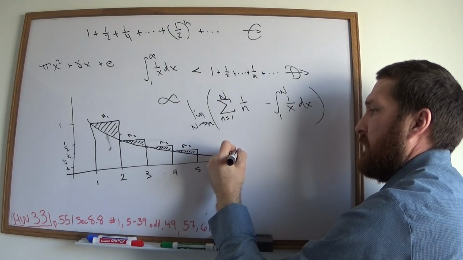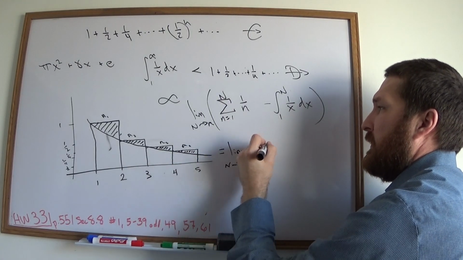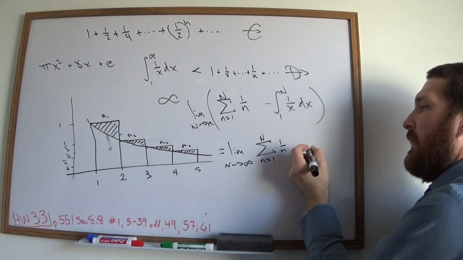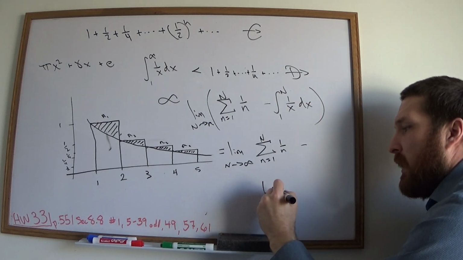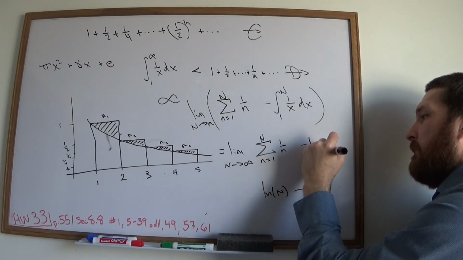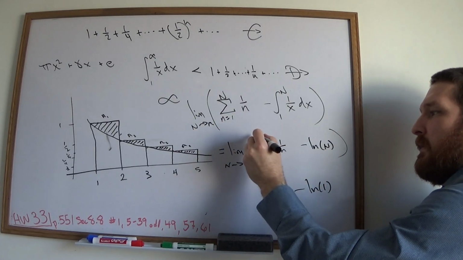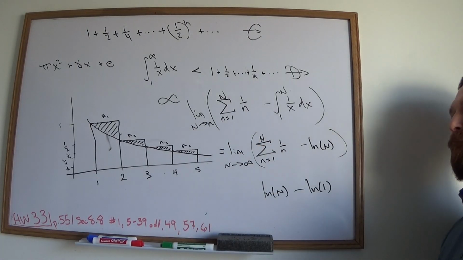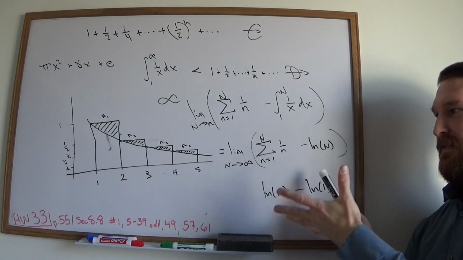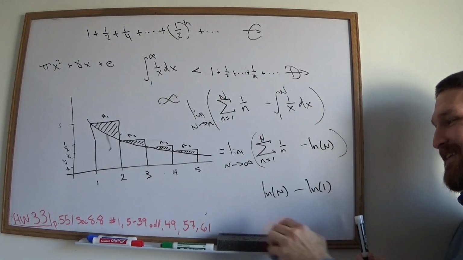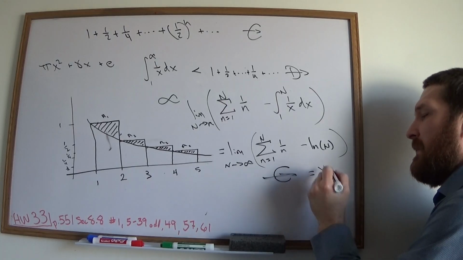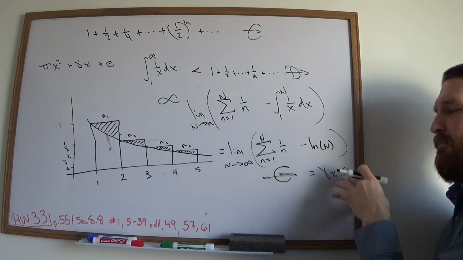Which we know is the limit as n goes to infinity of the sum from n equals 1 up to big N of 1 over little n, minus the integral, which would be log N minus log 1. Log 1 is 0, so this is just log N. And there, that's gamma. It shows up everywhere. Whatever this number is, this does converge. This converges to a value, gamma, which is approximately 0.577.